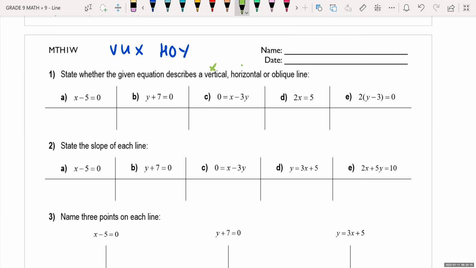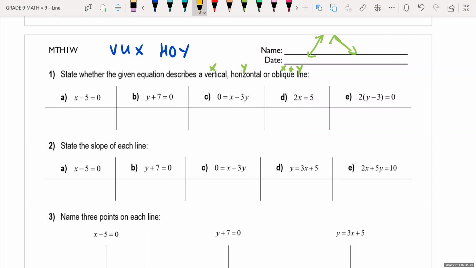Every horizontal line will have Y. And you know what an oblique line is? An oblique line is something that is diagonal. So these are oblique lines. And how do you identify them? Well, they have an X and a Y in the equation. So given this information, let's try and figure out what all of our different lines would be.